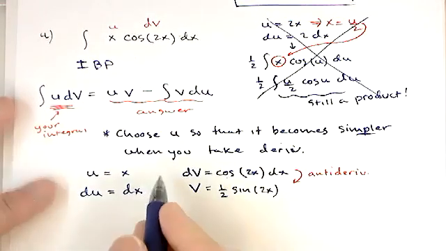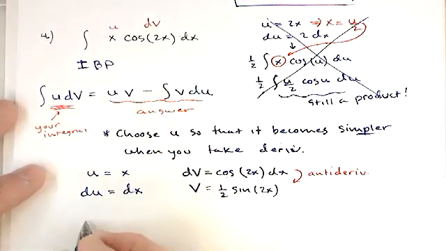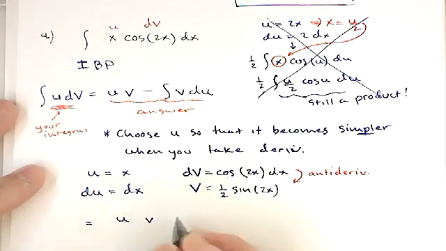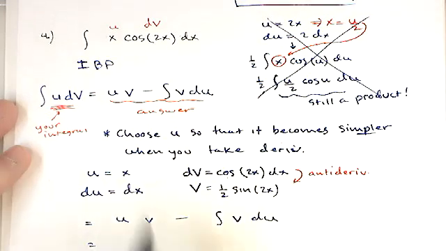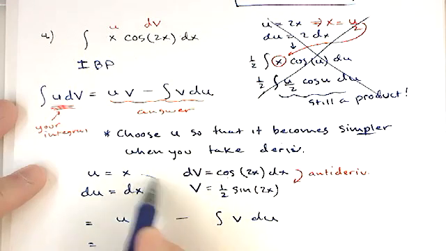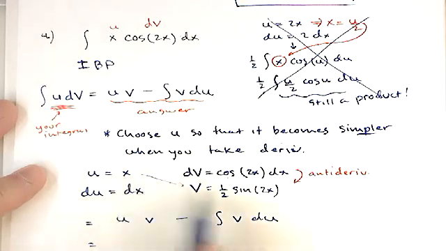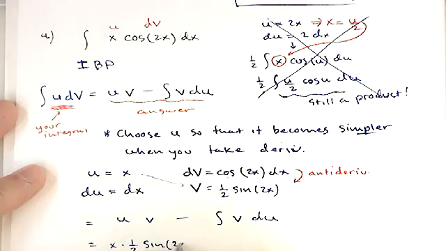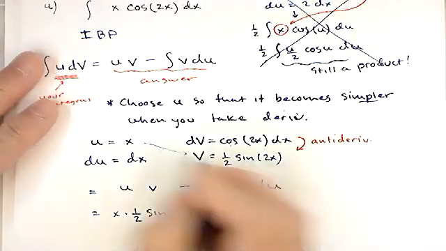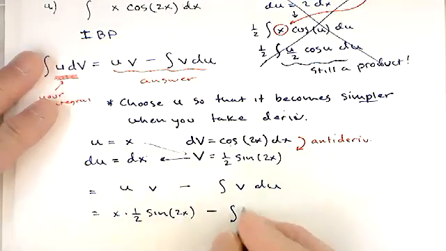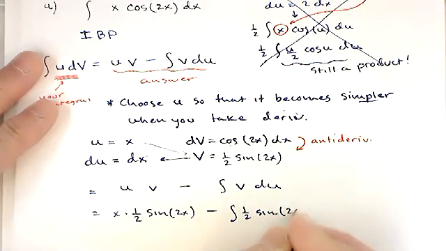And then I just plug into the formula. I'm going to rewrite it: uv, that's my answer. So it's going to be u times v, this times this, x times 1/2 sine of 2x. Minus the integral of v times du, this times this, 1/2 sine of 2x, and then times du, which is dx.